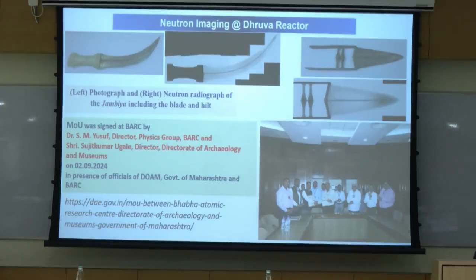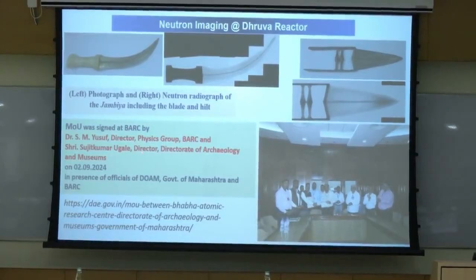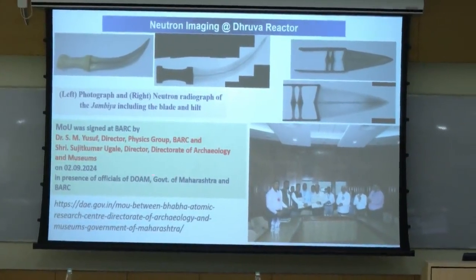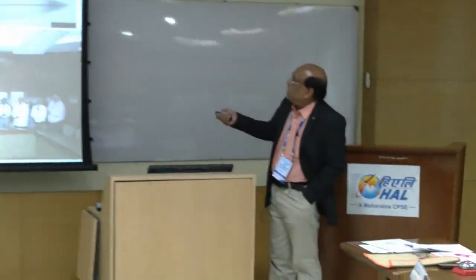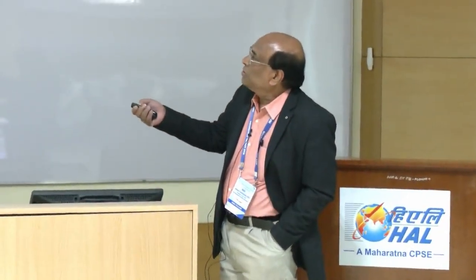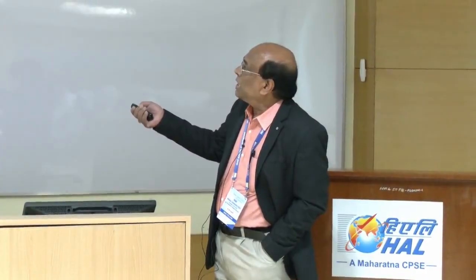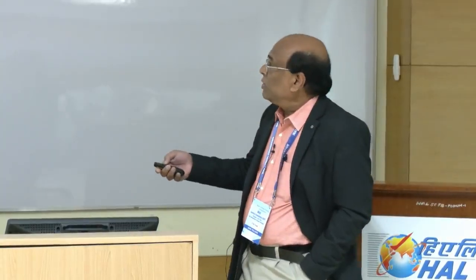Now, a little bit on non-magnetic, because we have done some work. We have this imaging facility that we have developed at the Dhruva Research Reactor. This is what we signed with the Director of Archaeology and Museums, Government of Maharashtra, and there we can see what is inside these objects, because neutrons can see their density variation, and this kind of images we have got.